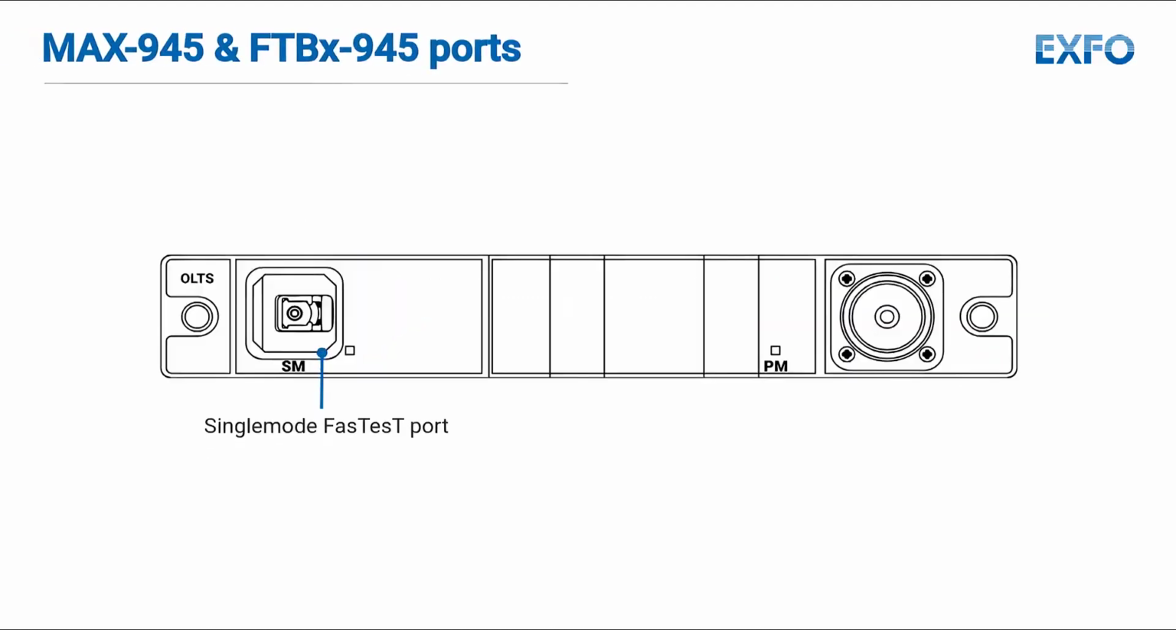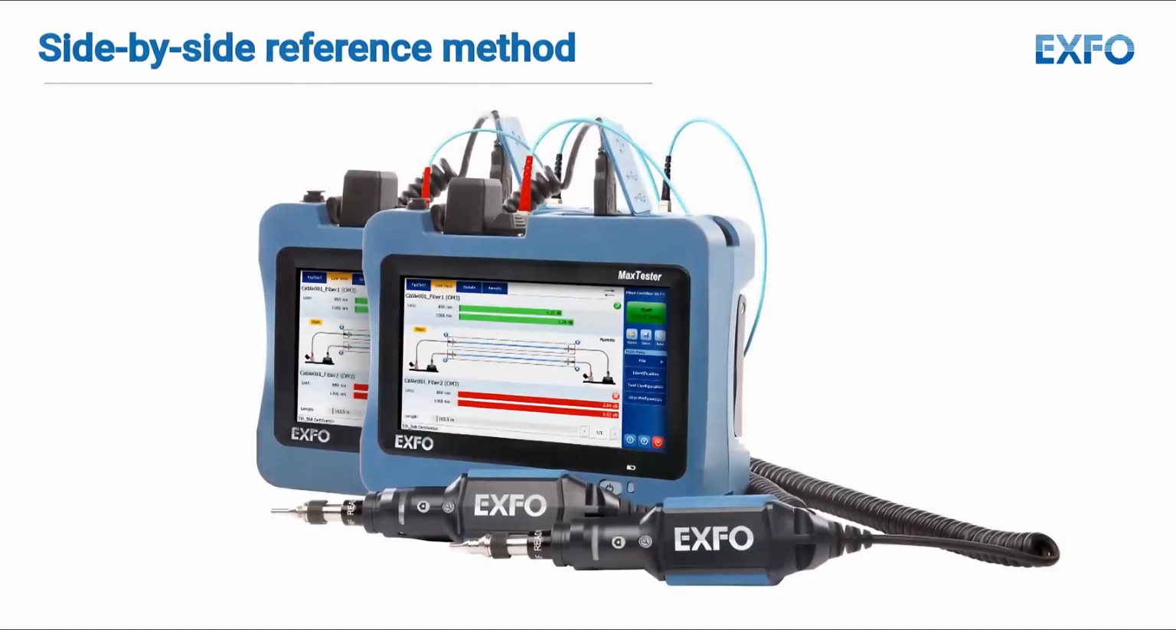All these reference types can apply to any power meter and light source. The MAX 945 and FTBX 945 offer a unique fast test port, a port that includes both source and power meter, in addition to a dedicated power meter port. The reference measurements discussed can be done with two units using the fast test port of each unit. This is called the side-by-side reference method.